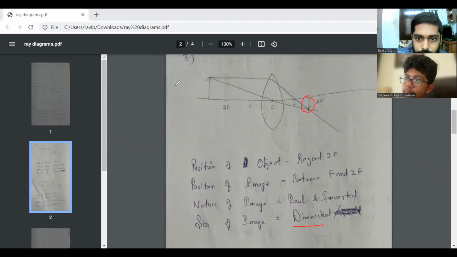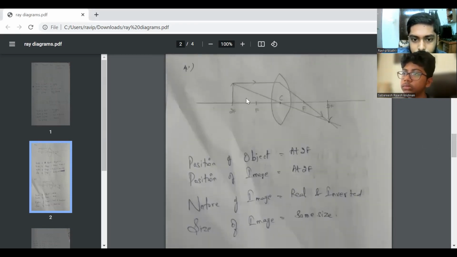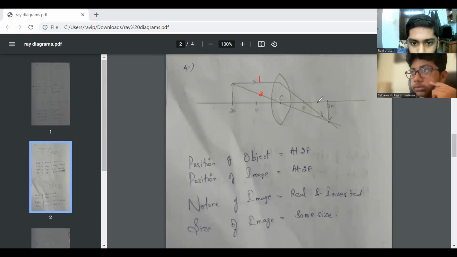Moving with the next one. Now here you can see that the position of an object is at 2f. The same way, they are using law 3, law 1, and law 3. Ray parallel to axis passes through focus, and ray passing the center of curvature will emerge in the same direction.